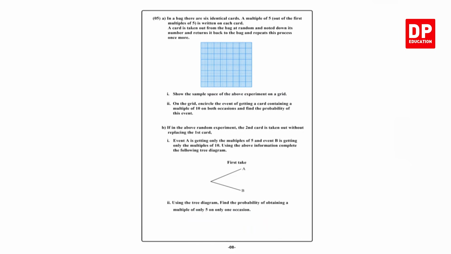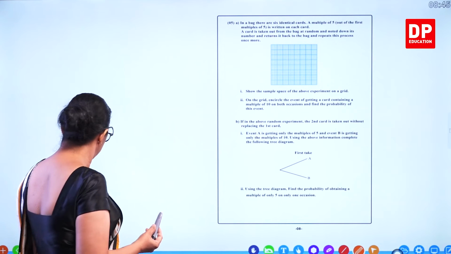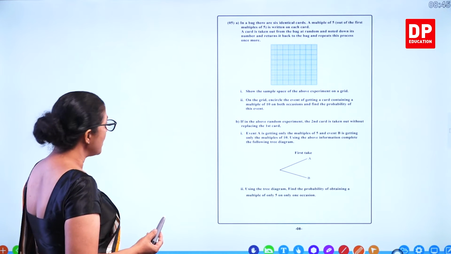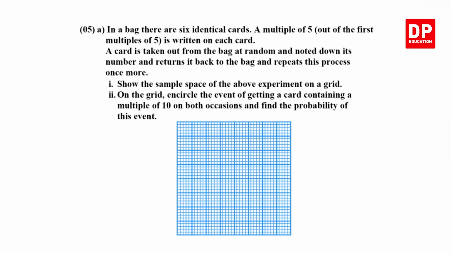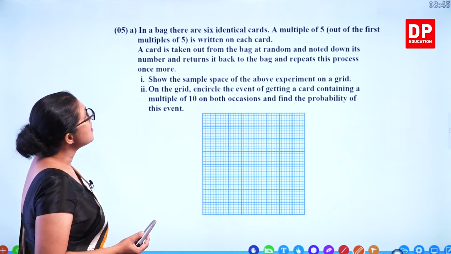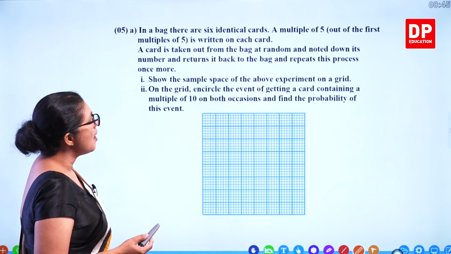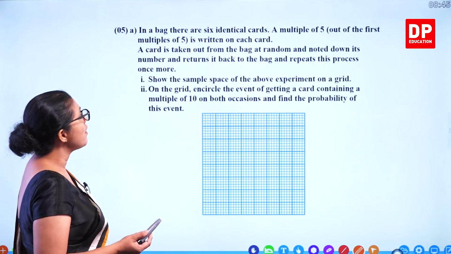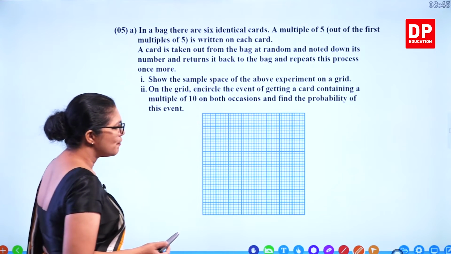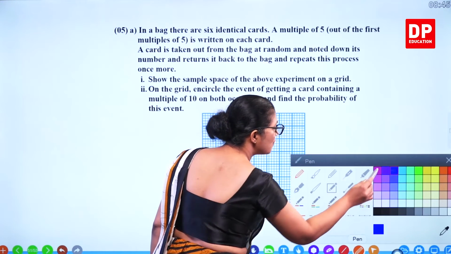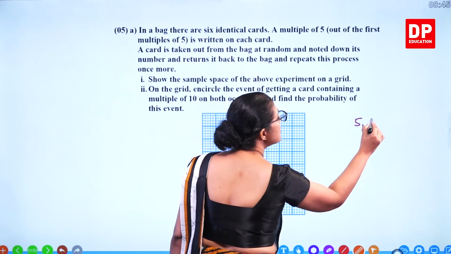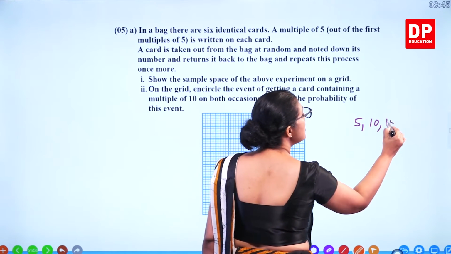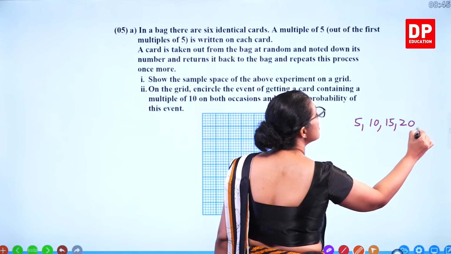Now you can do question number 5. That's the last question in paper 1. That's a probability question. So try that one. In a bag, there are 6 identical cards. A multiple of 5 out of the first multiples of 5 is written on each card. So what are the first multiples of 5? 5, 10, 15, 20 and 25.